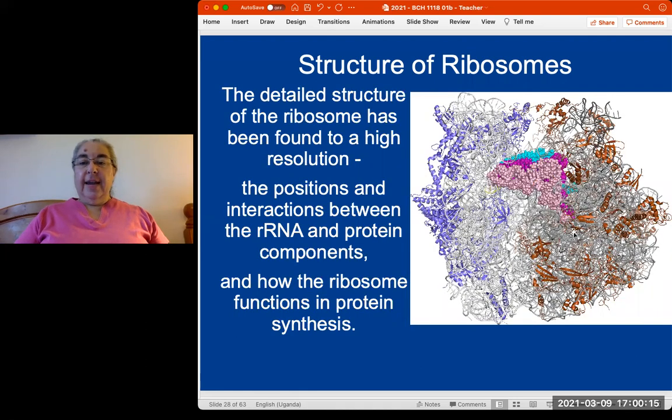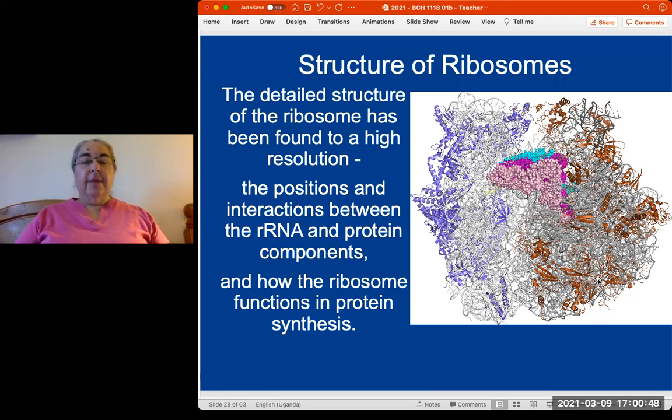Here is just a diagram to show how complex the ribosome structure is. This diagram shows the large subunit with dark grey RNA and brown protein. And here is the small subunit with light grey RNA and blue protein. And here is the transfer RNA in the middle. So you can see that there is a lot of RNA and a lot of different proteins.